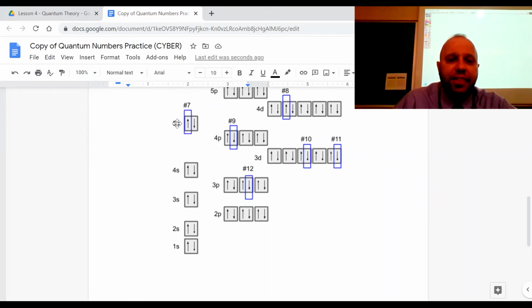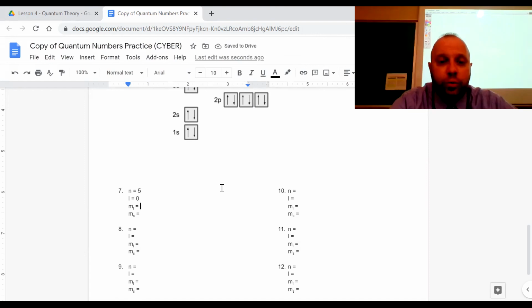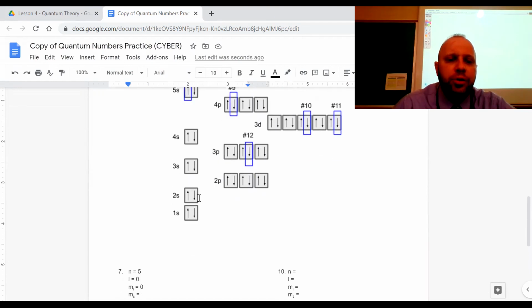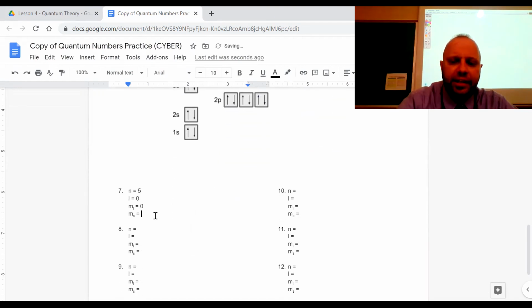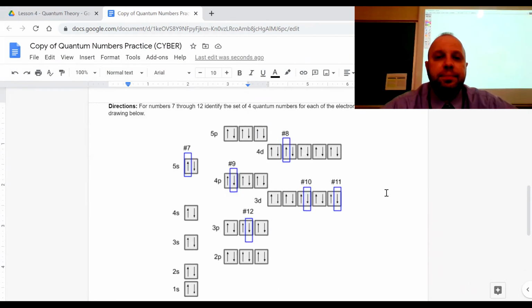So we are in the 5th energy level in the S box. So down here, we're going to write a 5, and for L, that's going to be a 0. And then of course, since the S sublevel only has 1 box, this will also be a 0. And then since we were talking about the electron pointing upward, we're going to write in here either 1/2 or positive 1/2.